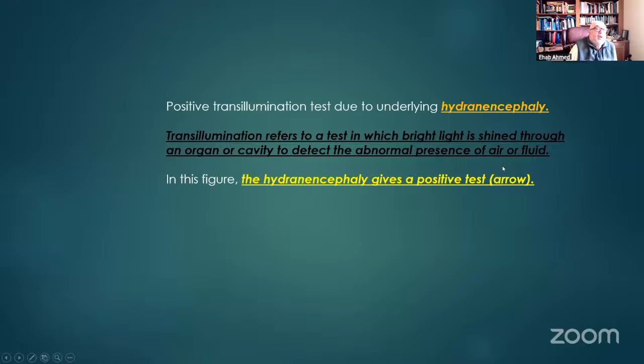In hydrocele, by the way, it is a good negative test, but if it is positive, it doesn't rule out other problems like torsion of the testicles. You should do ultrasound. But it's helpful as a screening test. In this figure, the hydranencephaly gives a positive test. This is the arrow, which shows all this trans-illumination of most of the cavity in the skull, both sides. You don't see a lot of expected brain tissue.